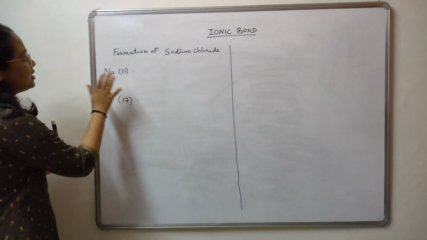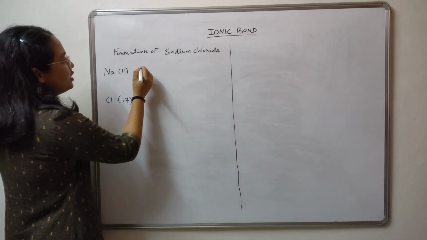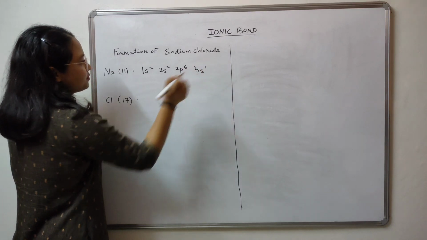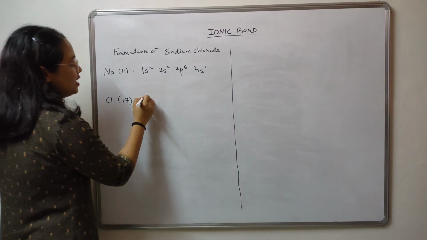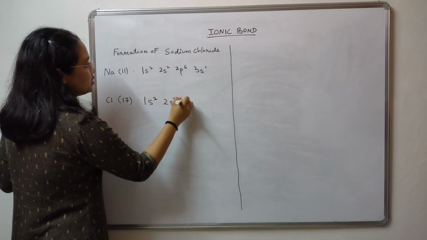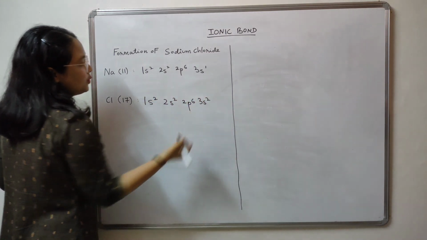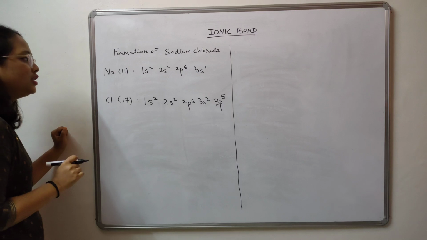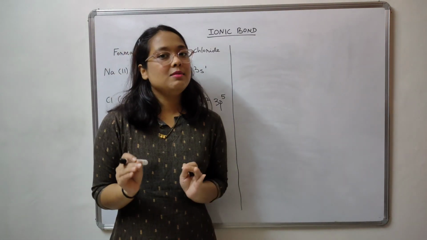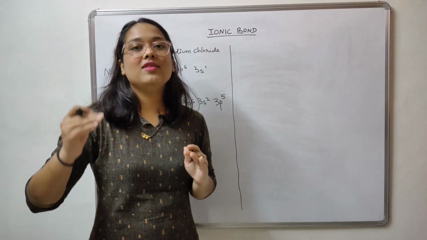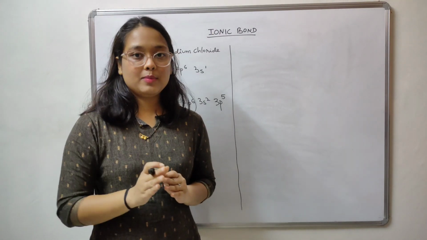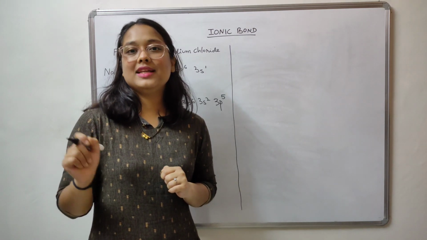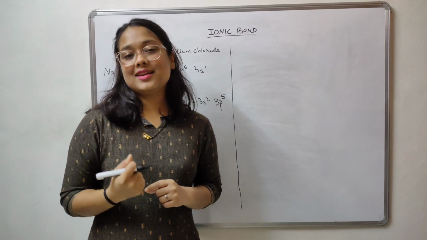Sodium has an atomic number of 11. The electronic arrangement is 1s2, 2s2, 2p6, 3s1. Whereas chlorine is 17, so the electronic arrangement is 1s2, 2s2, 2p6, 3s2, 3p5. This is the electronic arrangement. Now we know that for any element to be stable, it needs to have a completely filled valence shell. I will repeat, the outermost shell or the valence shell has to be completely filled. That's how our noble gases are extremely stable.